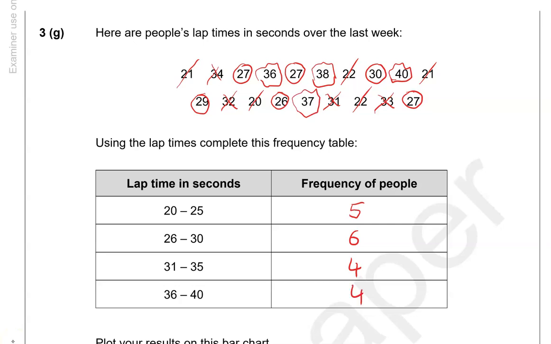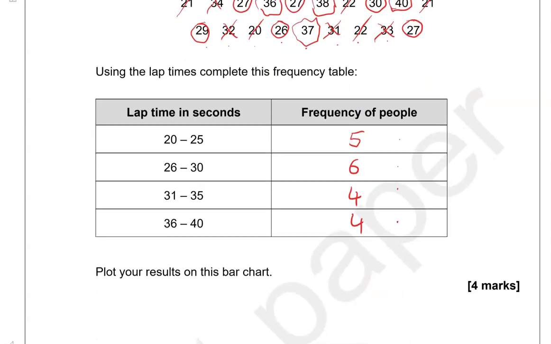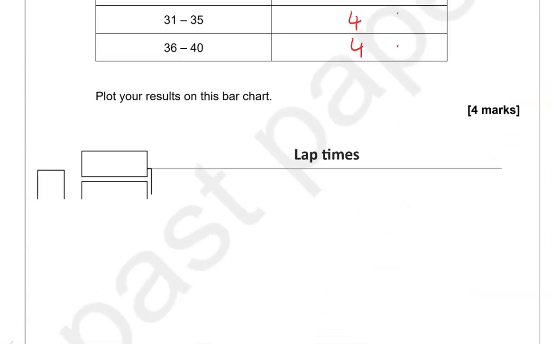Let's just double check. So we've got 10, 15, 19 in total. Let's see, is that 19 here? 1, 2, 3, 4, 5, 6, 7, 8, 9, 10, 11, 12, 13, 14, 15, 16, 17, 18, 19. So we must have filled this in correctly.